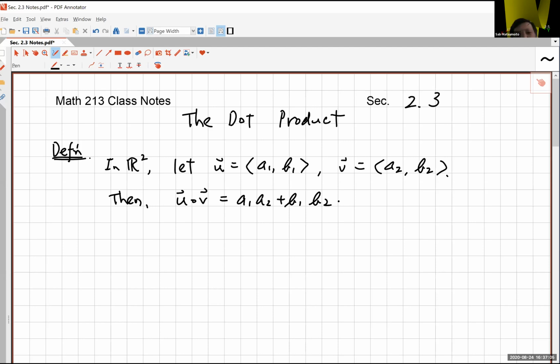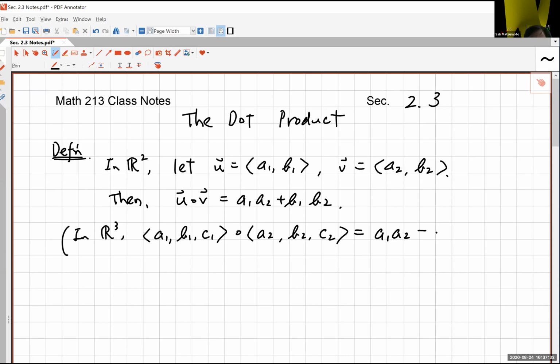Now, how much simpler can you get, right? Because all you are doing is adding the X coordinates together and the Y coordinates together. Now, similarly, in R3, if you have (A1, B1, C1) dotted with (A2, B2, C2), then the dot product is A1 A2 plus B1 B2 plus C1 C2. So it's really the sum of the products of the respective or corresponding coordinates. And so that's very simple.